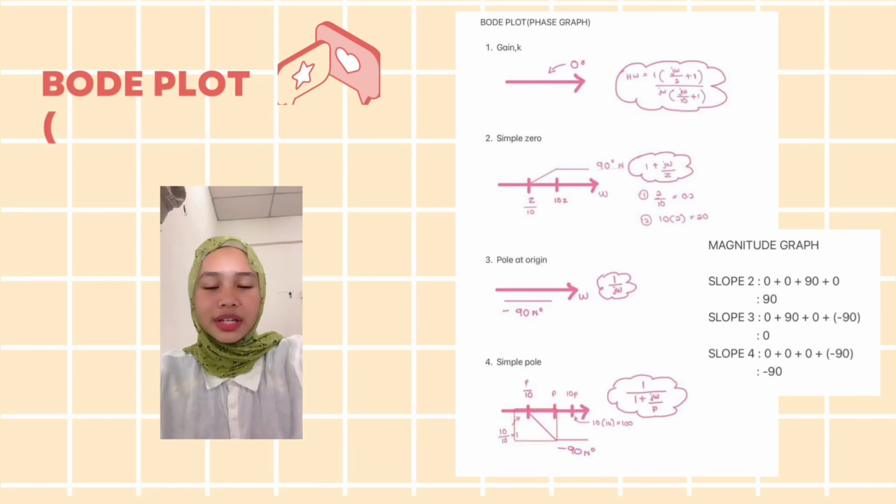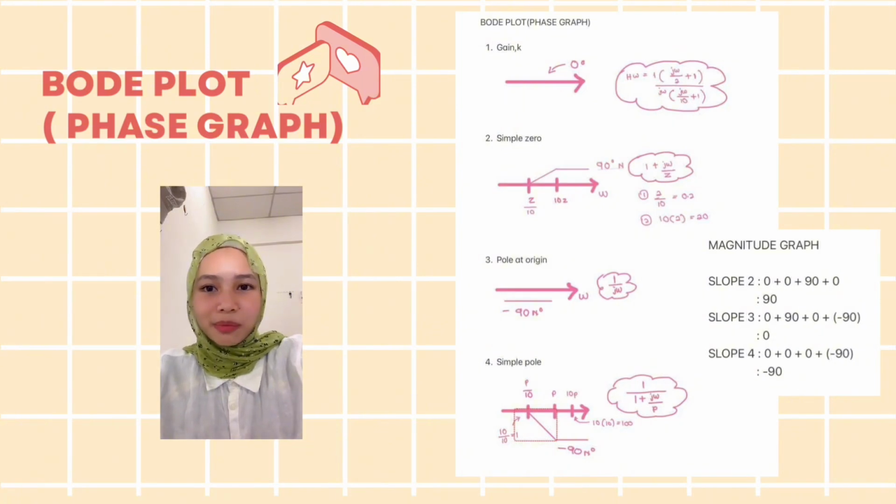Both plots, phase graph. For the gain K, H of omega equals 1 over j omega divided by 2 plus 1 in bracket, divided by j omega divided by 10 plus 1 in bracket. Second, simple zero. The formula is 1 plus j omega divided by Z. First, 2 divided by 10 equals 0.2. Then 2 times 10 equals 20.